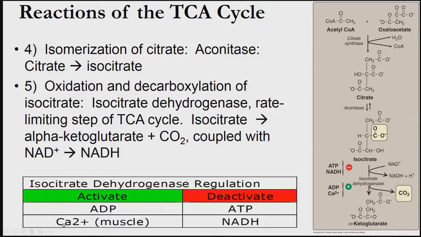In muscle tissue specifically, calcium is going to activate the TCA cycle. Once again, calcium indicates muscle contractions going on. We need energy. Okay.